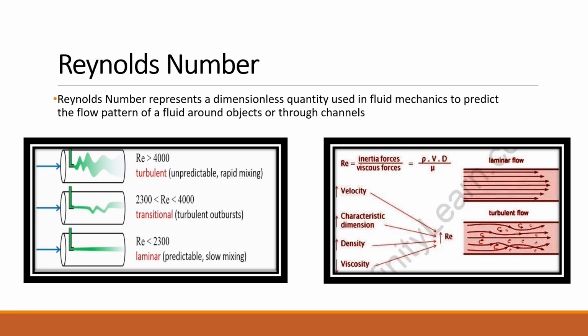Every flow has something called a Reynolds number. A Reynolds number represents a dimensionless quantity used in fluid mechanics to predict the flow pattern of a fluid around objects or through channels. Laminar flow has a Reynolds number less than 2,300. Transitional flow has a number between 2,300 and 4,000, and turbulent flow is greater than 4,000.